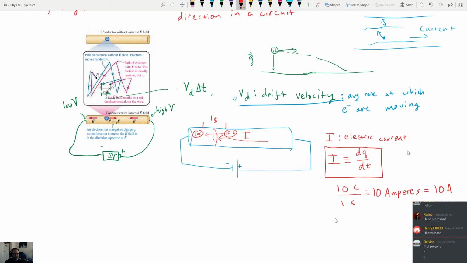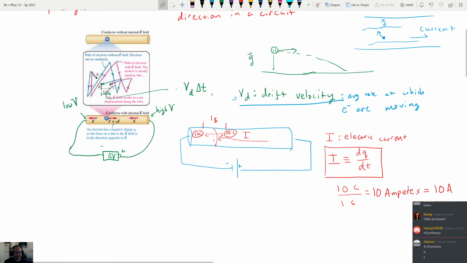And it's named after, I want to say, a French scientist, I believe, Ampere, who we will talk about later on because one of Maxwell's equations comes from Ampere, called Ampere's law. All right, so that's how we measure current. We measure it in amps.